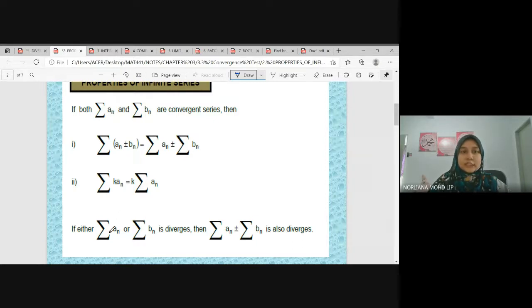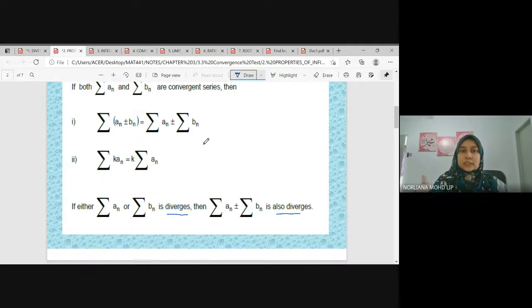Okay, if either the series of an or bn is diverge, then the summation of an plus or minus summation of bn is also diverge. Maksudnya kat sini untuk diverge ni kita tak boleh nak cari dia punya sum kat sini. Terus conclusion dia diverge. Kita tak boleh nak cari sum dia lah. Contoh sebelum ni kan yang kita dah tengok dalam geometric series.